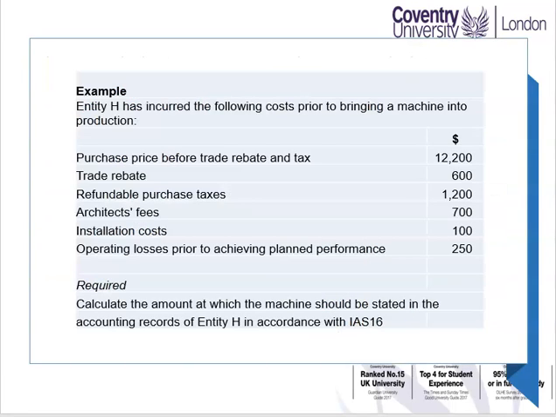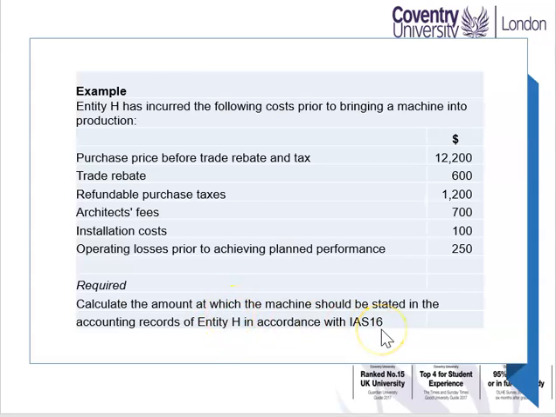Here is an example. An entity H has incurred the following costs prior to bringing a machine into production. Purchase price before trade rebate and tax is $12,200. Trade rebate $600. Refundable purchase taxes $1,200. Architect's fees $700. Installation costs $100. Operating losses prior to achieving planned performance $250. Required. Calculate the amount at which the machine should be stated in the accounting records of entity H in accordance with IAS 16.